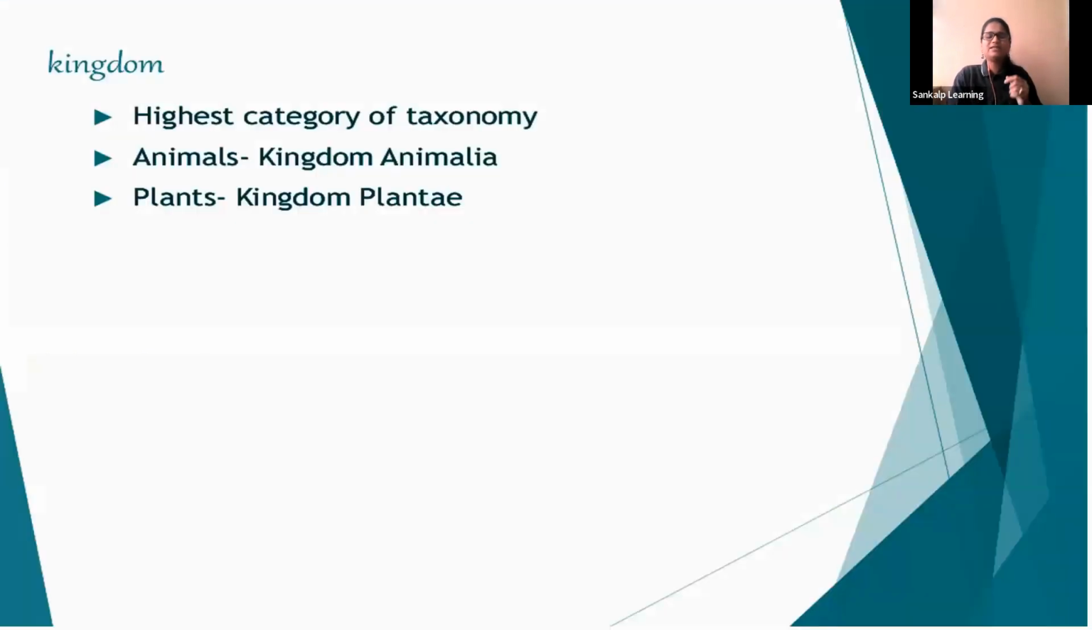ನೆಕ್ಸ್ಟ್, ಕಿಂಗ್ಡಮ್ ಅಂದ್ರೆ ಹೈಯೆಸ್ಟ್ ಕ್ಯಾಟಗರಿ ಆಫ್ ಟೆಕ್ಸಾನಮಿ ಇರೋದು ಎರಡೇ ಕಿಂಗ್ಡಮ್, ಅನಿಮಲ್ ಮತ್ತೆ ಪ್ಲಾಂಟ್ಸ್ ಅಂತ. So animals, the lower organism to the higher organisms will come in kingdom Animalia. Plants lower to higher will come in kingdom Plantae. So this is about the classification.